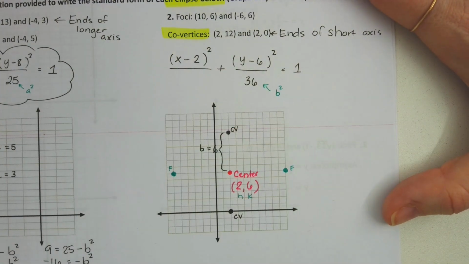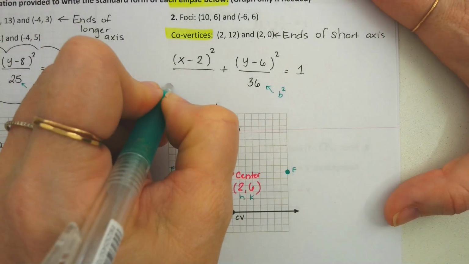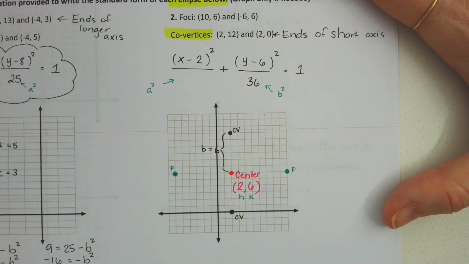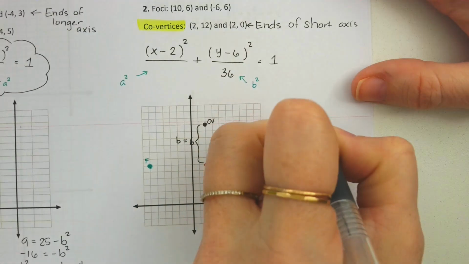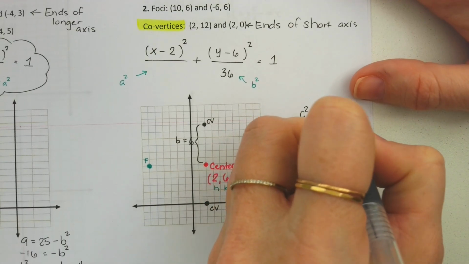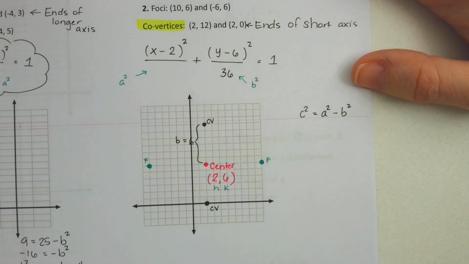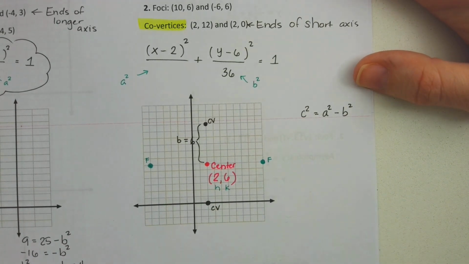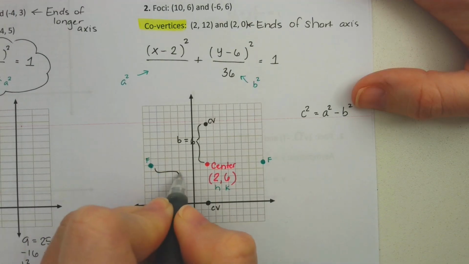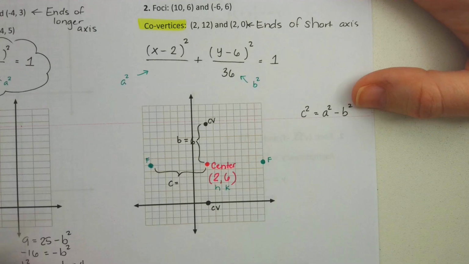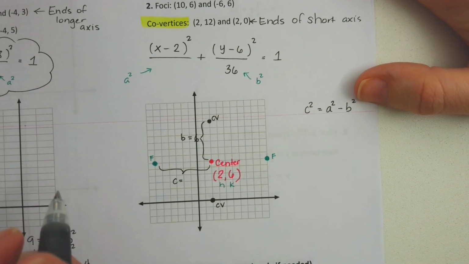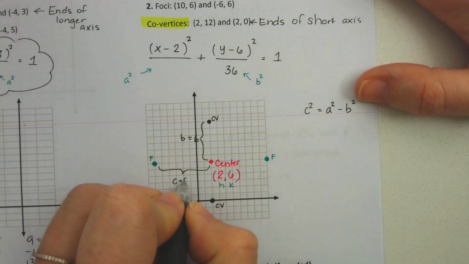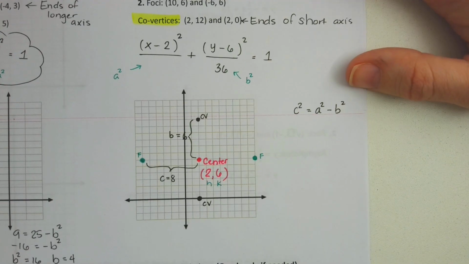Okay, how are we going to find our a squared then? How much we counted in the x direction? Yep, we have to use c squared equals a squared minus b squared. Our little foci equation. We know the b amount, and we can easily count the c amount. C is how much we counted from the center to a focus. This would be our c amount. C is how much? Yeah, but how much is 10? Or how much is c? 8. Very good.